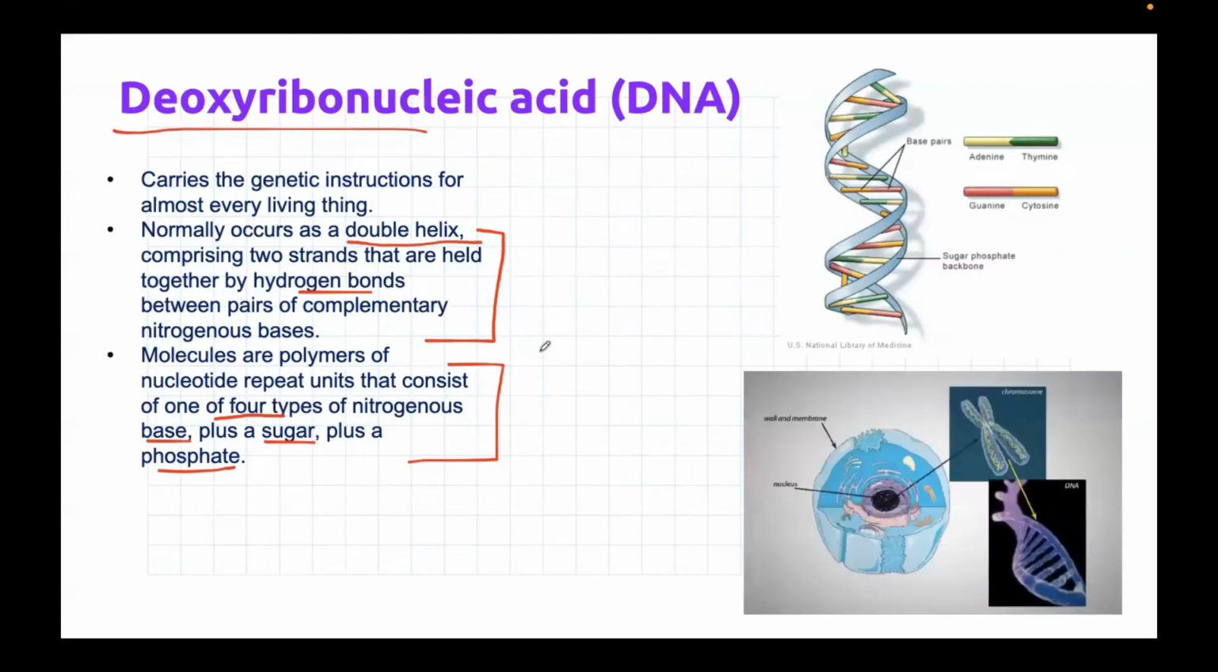So saan ba nanggaling ang ating DNA or saan siya nakalocate? It is located in the cell, particularly in the nucleus. Which part of the cell? Particularly sa nucleus. Sa nucleus, nandoon yung inyong chromosome. Okay, sa chromosome, doon naka-embed ang ating mga DNA.